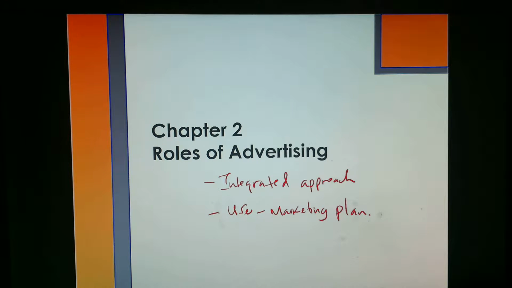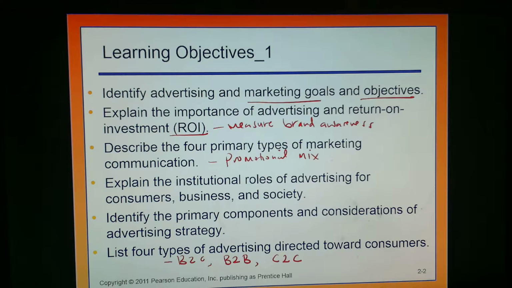Some of the things we are going to look at in chapter 2 is a marketing plan for a business, but from a marketing perspective. We're also going to look at the integrated marketing approach, the way we also identified that in chapter 1. As we go through this chapter, we're going to focus on being able to identify advertising and marketing goals and objectives.